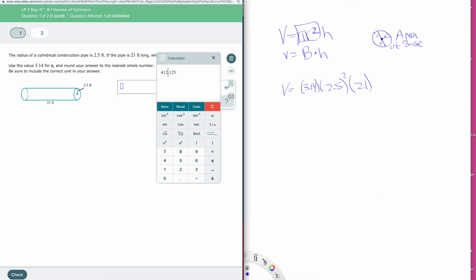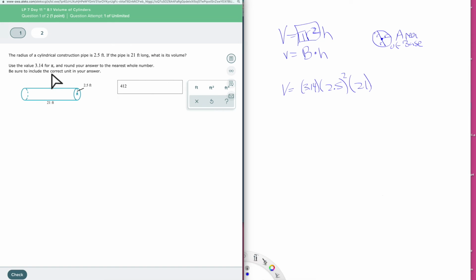So if I want to round to the whole number, that means I'm going to get rid of these decimals, but I need to decide, is this number going to round down to 412 or up to 413? So I look at this very next number and go, oh, that's 4 or less. 1 is definitely less than 4. So it's just going to round down to 412. So we have 412. They also tell us to be sure to include the correct unit in your answer.